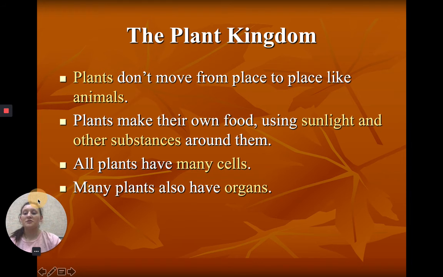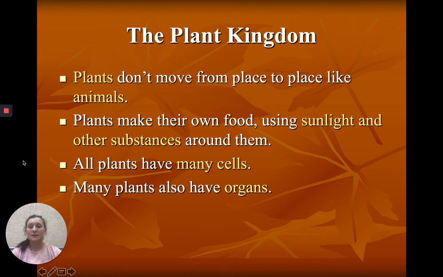All right, so let's just quickly talk about the plant kingdom. Plants don't move from place to place like animals do. Plants make their own food using sunlight and other substances around them. All plants have many cells in them. Humans also have cells. And many plants also have organs, just like humans do.